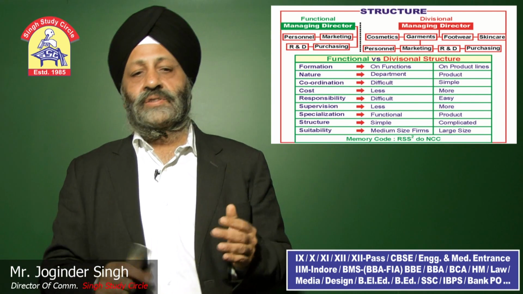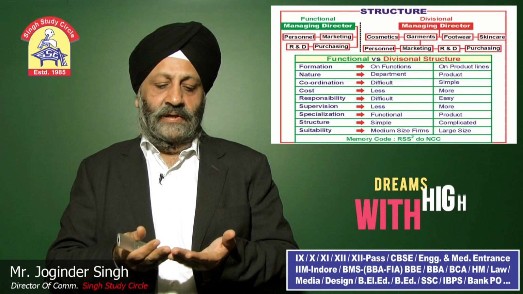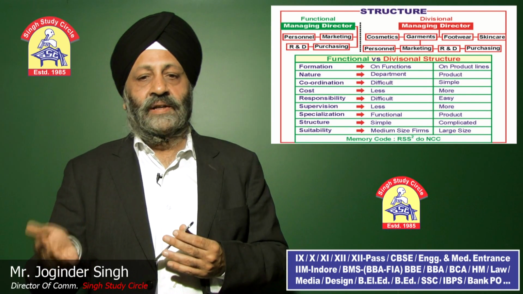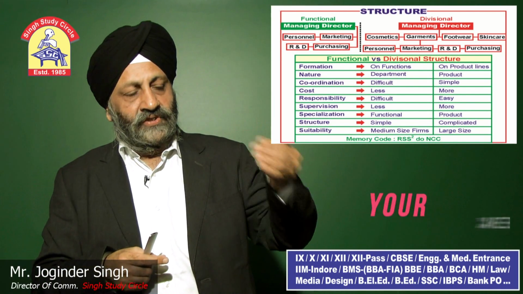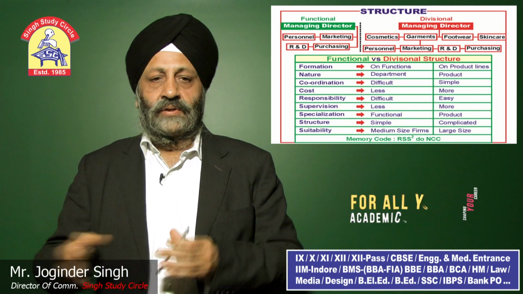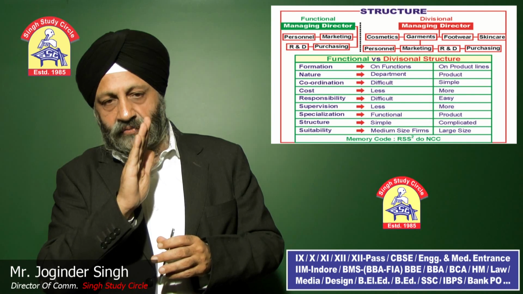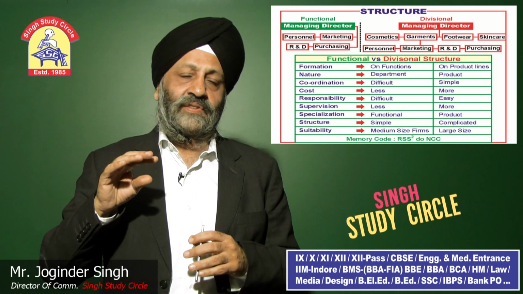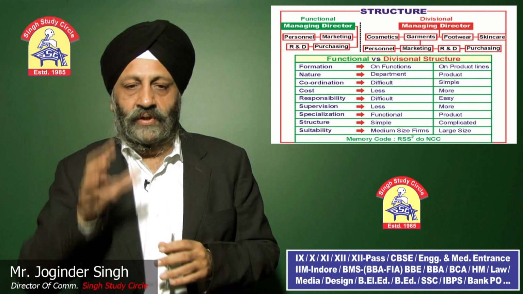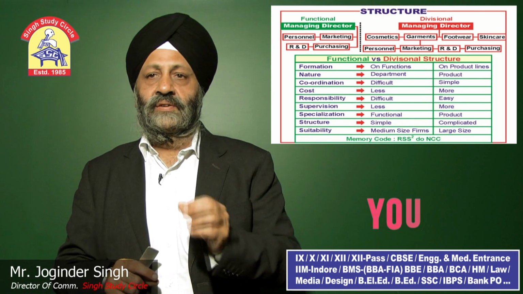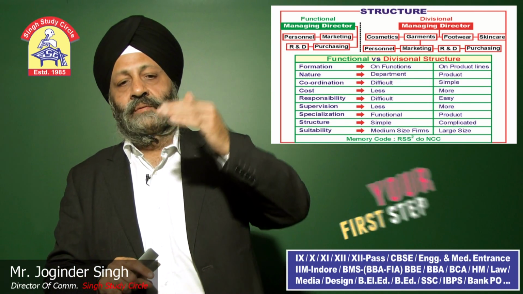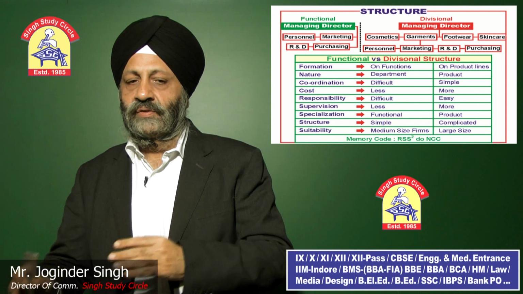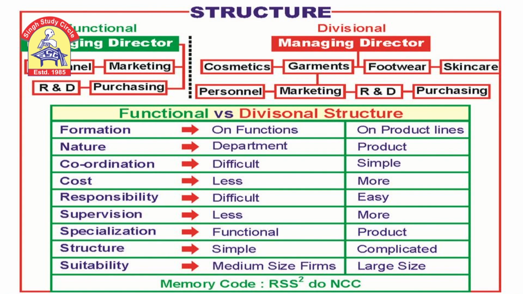Similarly, formation. Formation of functional structure is on the basis of functions, and formation of divisional structure is on the basis of products. Similarly, cost: definitely cost in functional structure is less and in divisional it is more. So once you remember the difference between functional structure and divisional structure, you can answer any question, whether advantages or definition. You only have to remember RSS scare do NCC. This is a code, and with the code you can remember 9 points: formation, nature, coordination, cost, responsibility, supervision, structure, specialization, suitability.